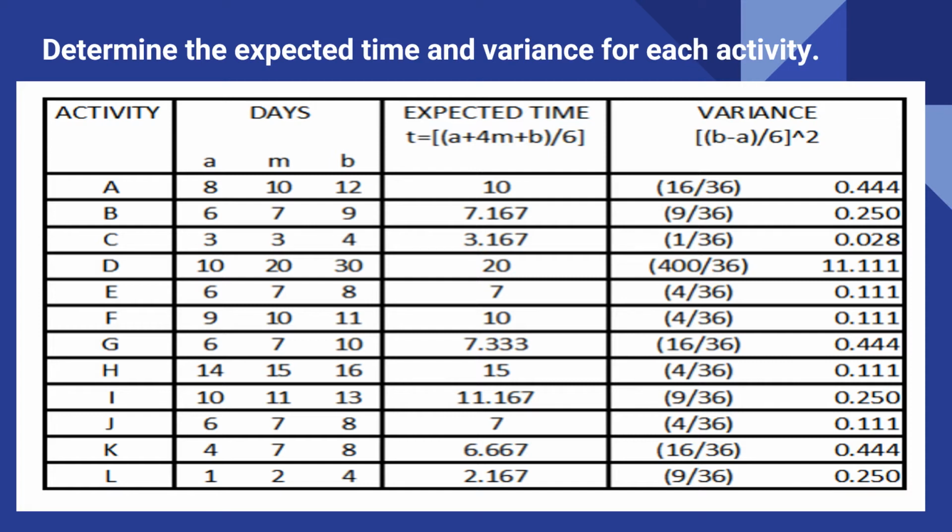Okay, so for variance, the formula is B minus A, where B is the pessimistic and A is the optimistic, divided by 6, then squared. So here we have 12 minus 8 divided by 6, then squared. So we will have 0.444, and you can do the same for the rest of the activities.